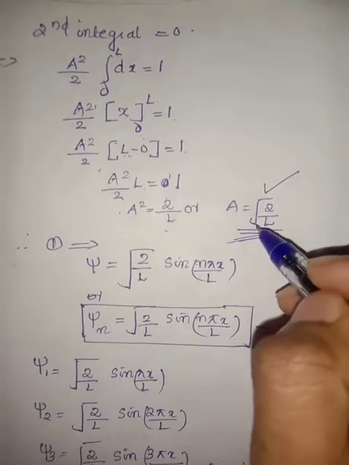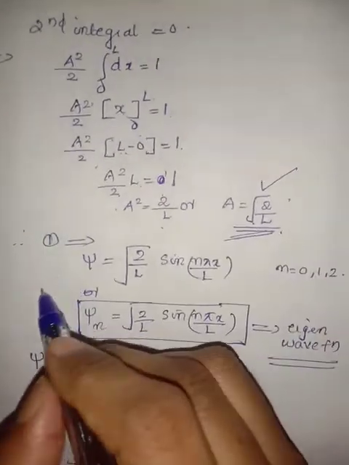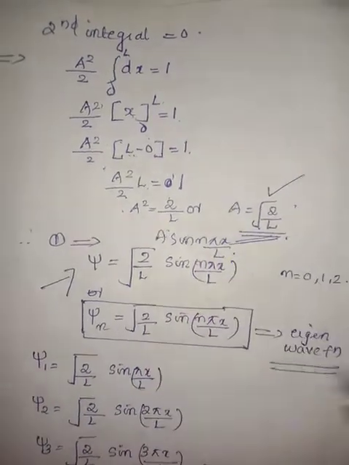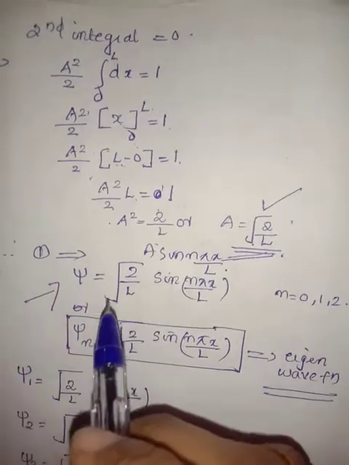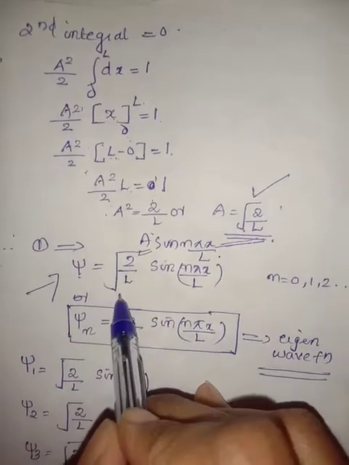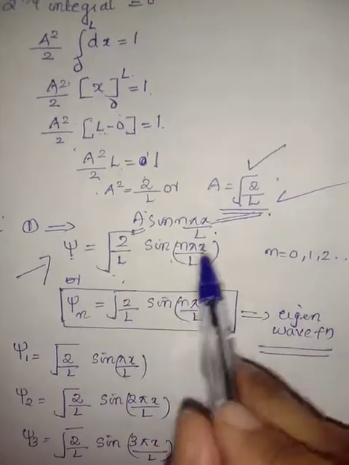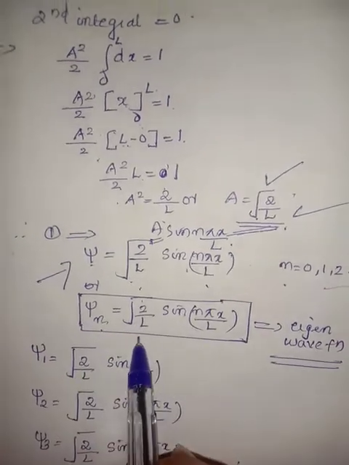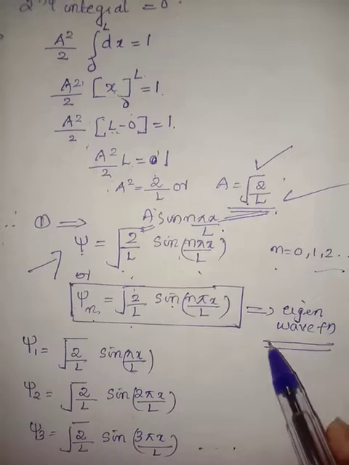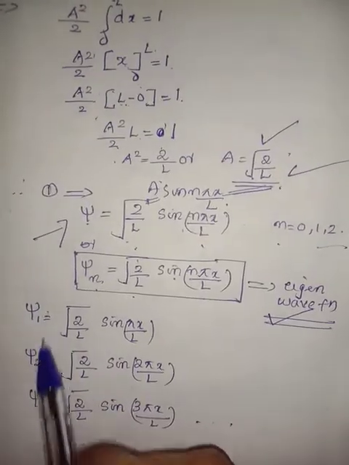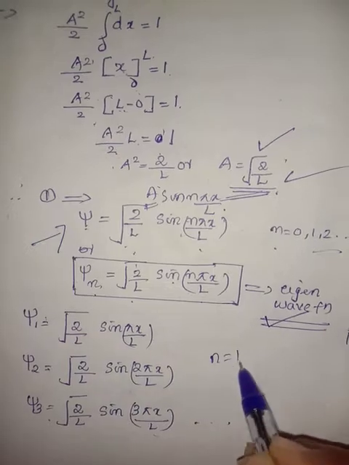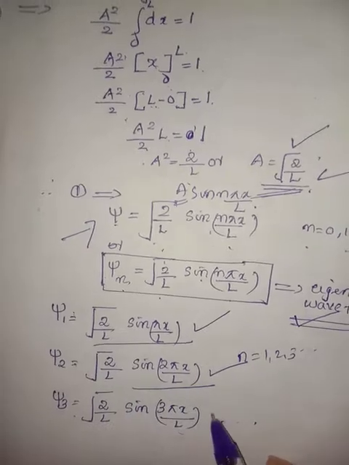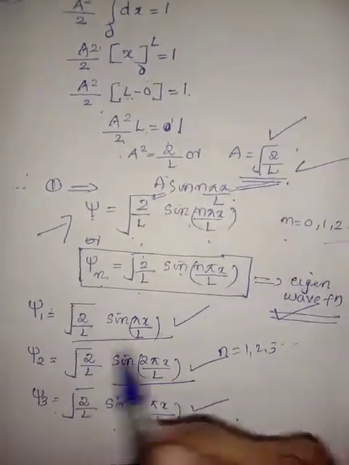So what is our amplitude? It is nothing but root of 2 by L. So our wave function psi is equal to a sin n pi x by L was the format of the wave function, equation number 1. Now, instead of a, we can substitute root of 2 by L: psi is equal to root of 2 by L sin n pi x by L, n equal to 1, 2, 3, etc. In general, we can write psi n is equal to root of 2 by L sin n pi x by L. This is known as the eigen wave function. We can find psi 1, psi 2, psi 3, etc. by substituting n is equal to 1, 2, 3, etc. These are different eigen wave functions.